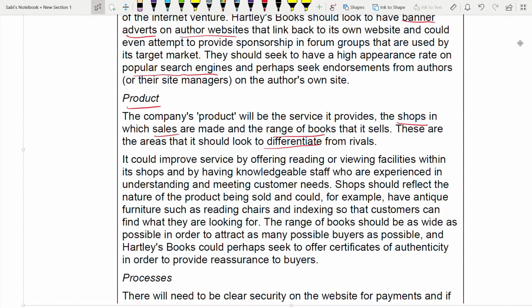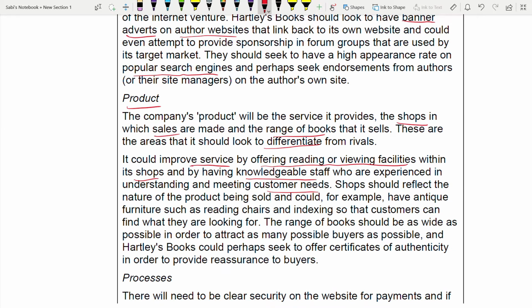Okay, the service that you give, everything, an experience that you are giving to the customer forms a part of a product only. Okay, for example, you can improve service by offering reading or viewing facilities within the shop. Maybe you can hire some knowledgeable staff who can give the experience of what the customers are looking for. It's very important that you have such kind of staff. Imagine if you ask the librarian, what is the latest book that has just come, or I want a book on business on this topic, let's say branding. You want the best book on branding. If the staff is not knowledgeable, they will not be able to facilitate you. Right? So you can improve that.